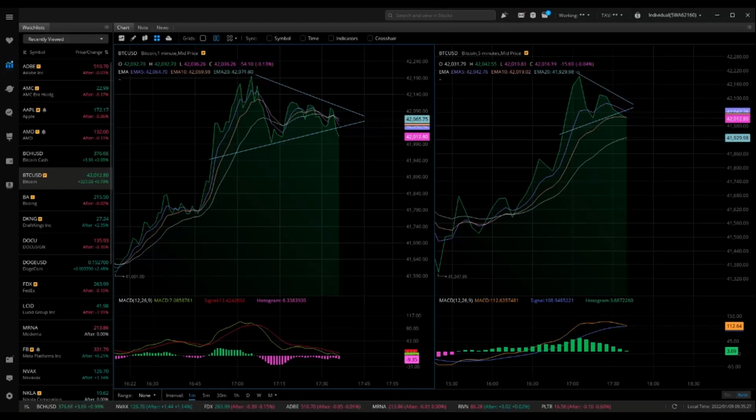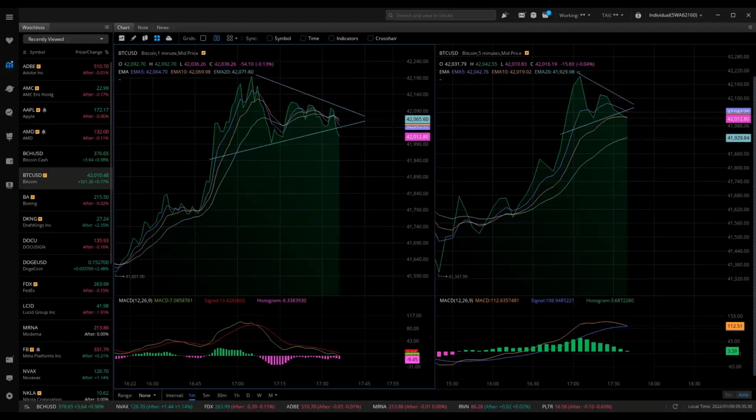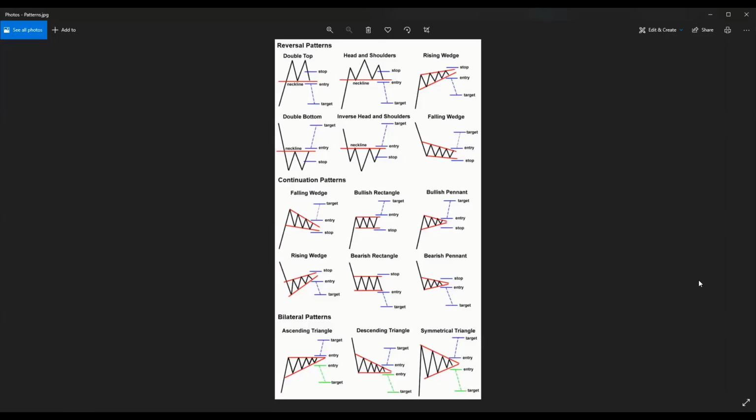And so I'm gonna pull up a patterns chart really quick, that way we can go over that. Pull that up here. Patterns right here. So here are the most common patterns.